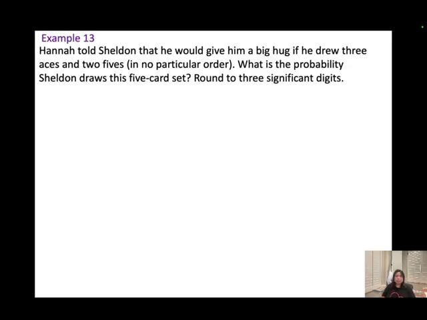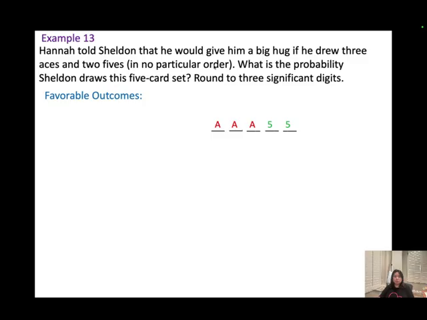Example 13. Hannah told Sheldon that she would give him a big hug if he drew 3 A's and 2 5's, in no particular order. What is the probability Sheldon draws this 5-card set? Round to 3 significant digits. So let's figure out the favorable outcomes. We want to pick 3 A's and 2 5's.